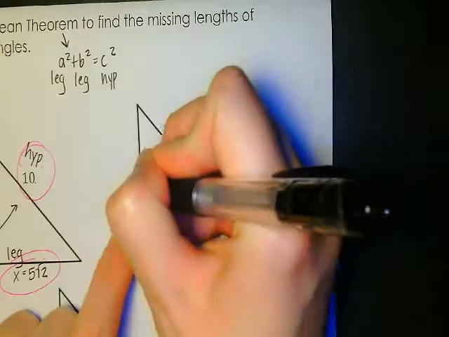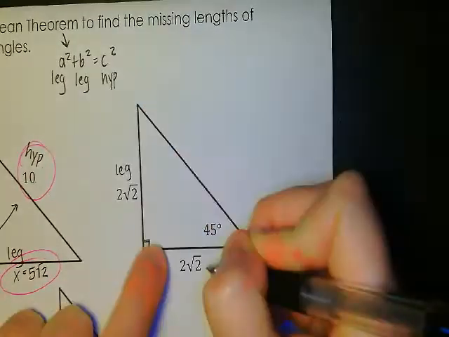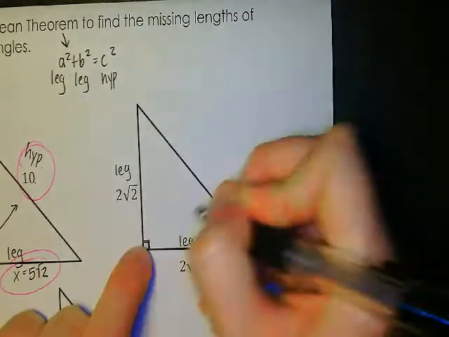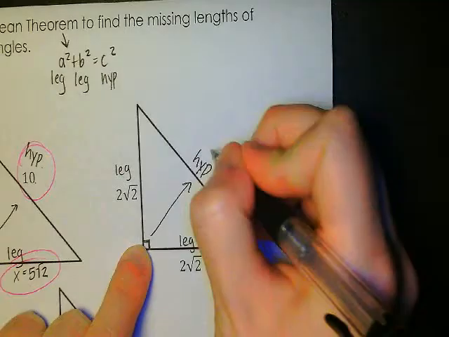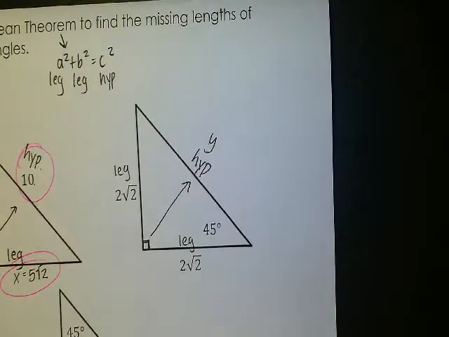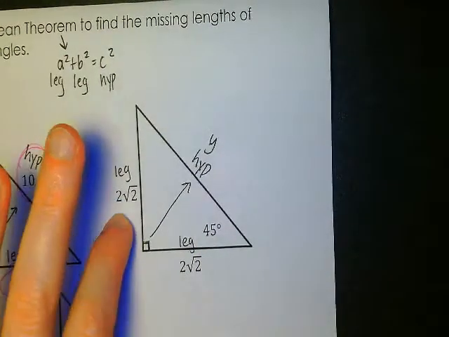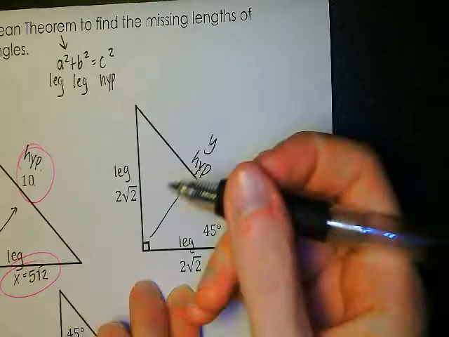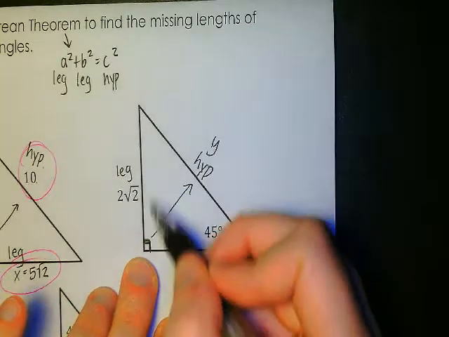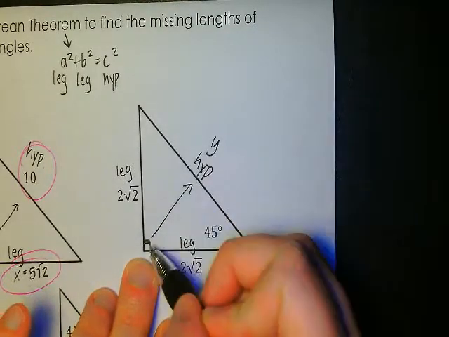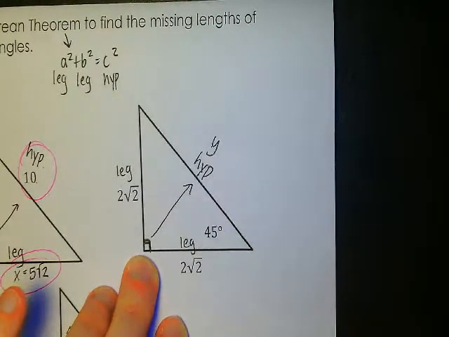Alrighty, hopefully you wrote that 2 square root of 2 was a leg, the other 2 square root of 2 was a leg, and my missing side is the hypotenuse, and we're going to call this y for right now. Looking at this, I know that 2 square root of 2 and 2 square root of 2 are legs because they are on either side of my right angle, and they are essentially the rays that form my right angle.